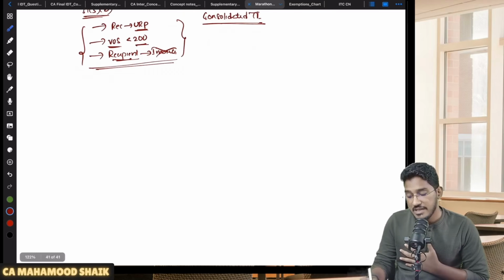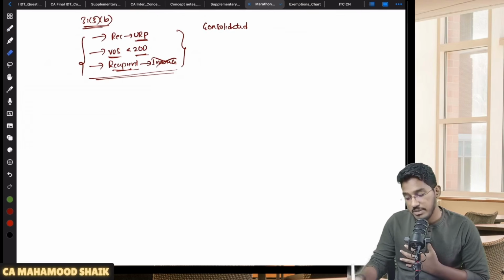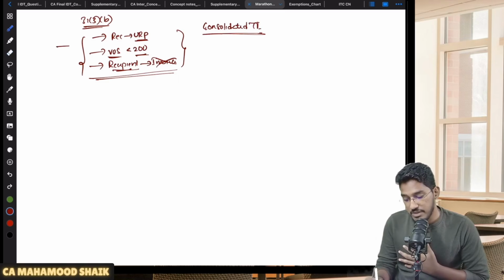And whatever relaxations we have seen, if the recipient is unregistered, the value of supply is less than 200, and the recipient did not ask for a bill, the same provisions will become applicable for bill of supply also.